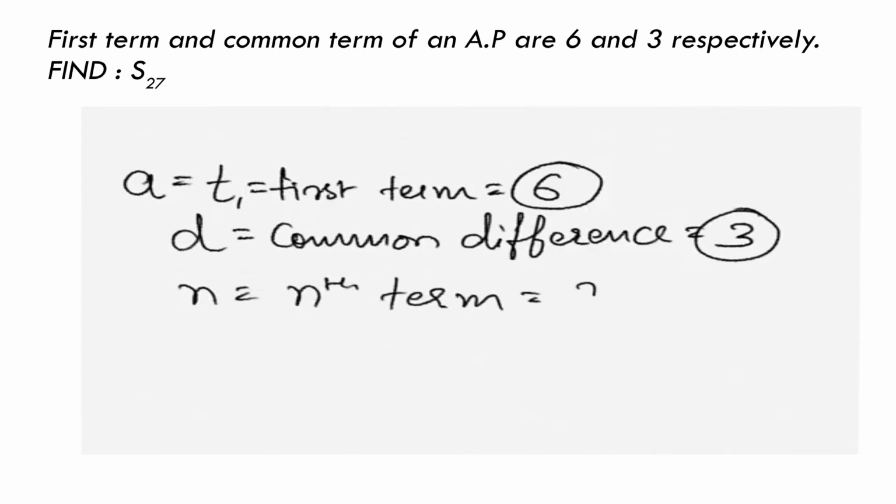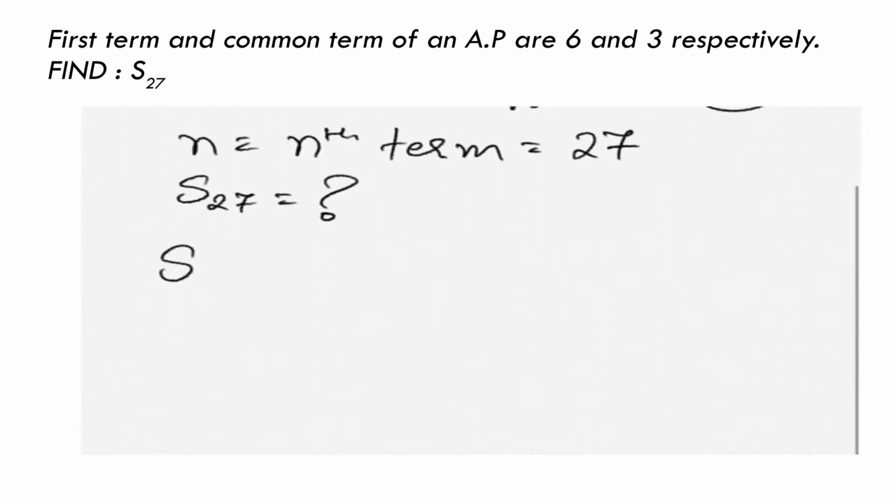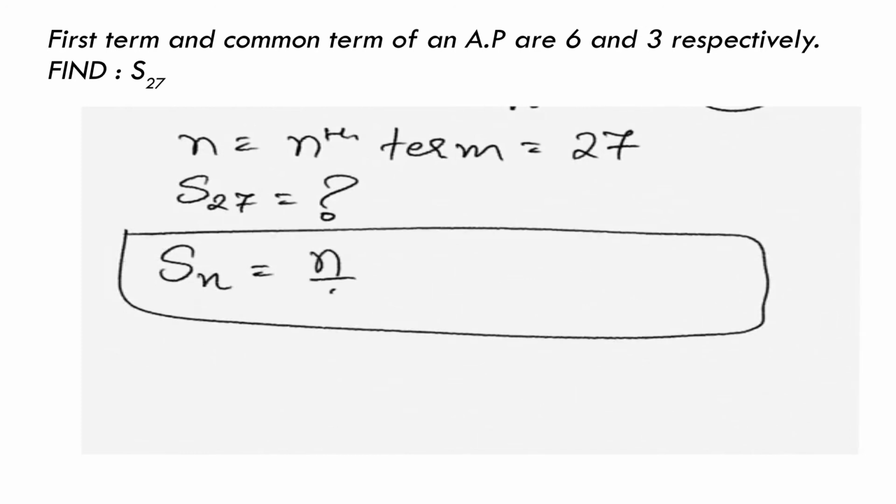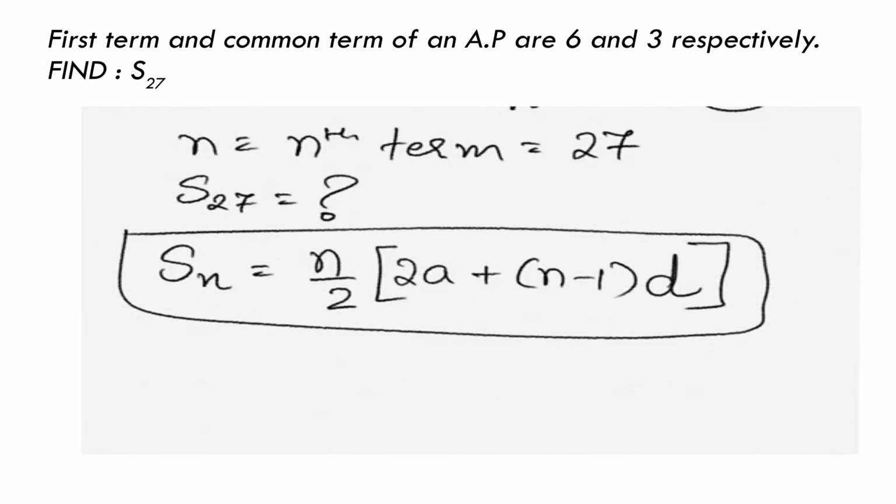So, what do we want to calculate? S27. So, here we are using the formula. The formula is Sn is equal to n upon 2 into square bracket 2a plus round bracket n minus 1 round bracket completed d square bracket completed. Now putting the given values into the formula. So what are the given values? See, S27 is equal to 27 upon 2.